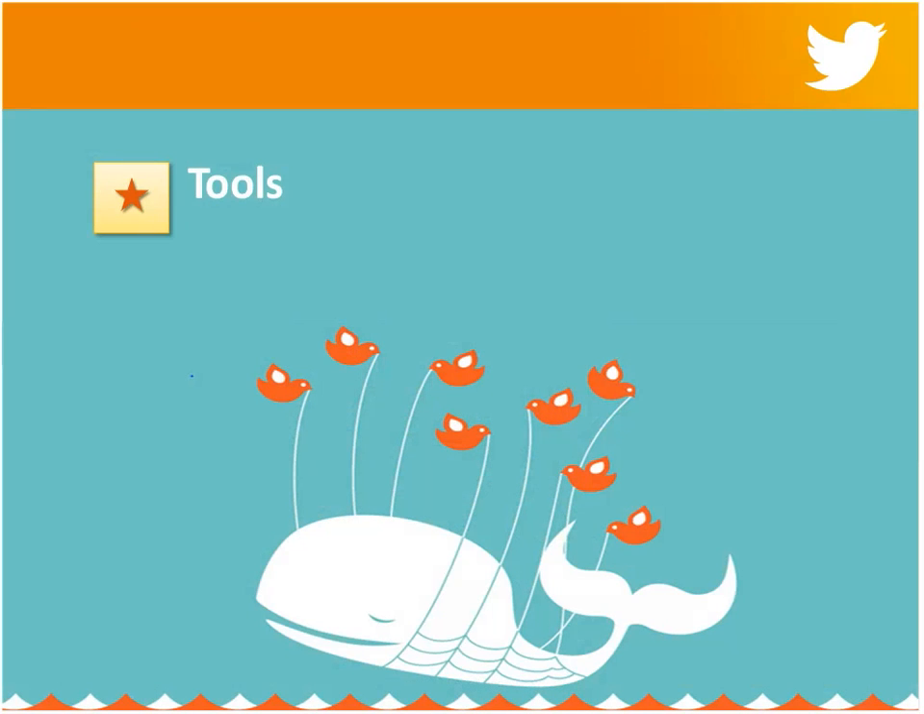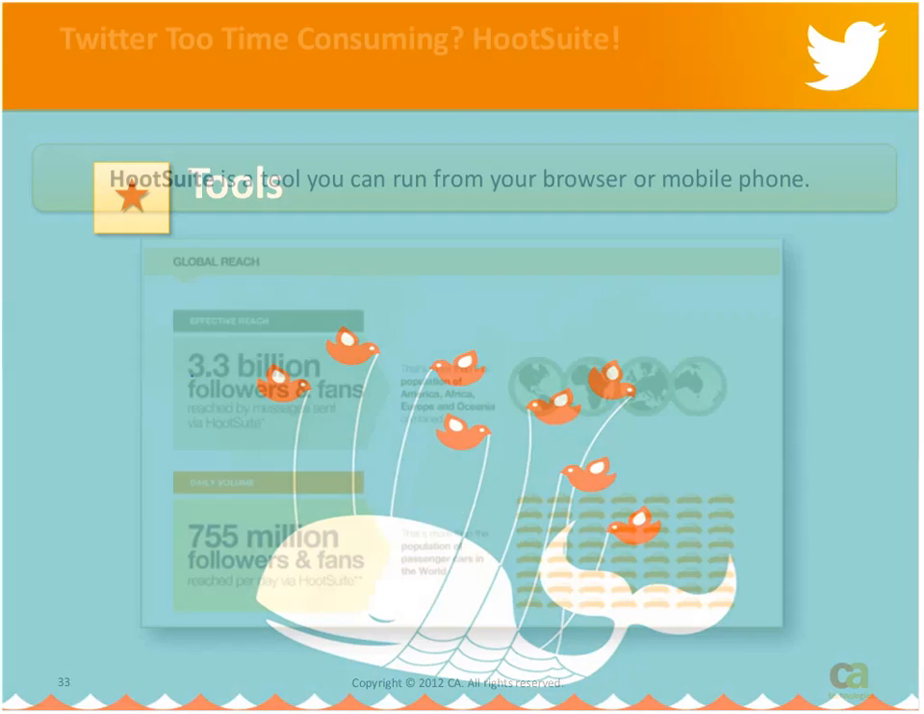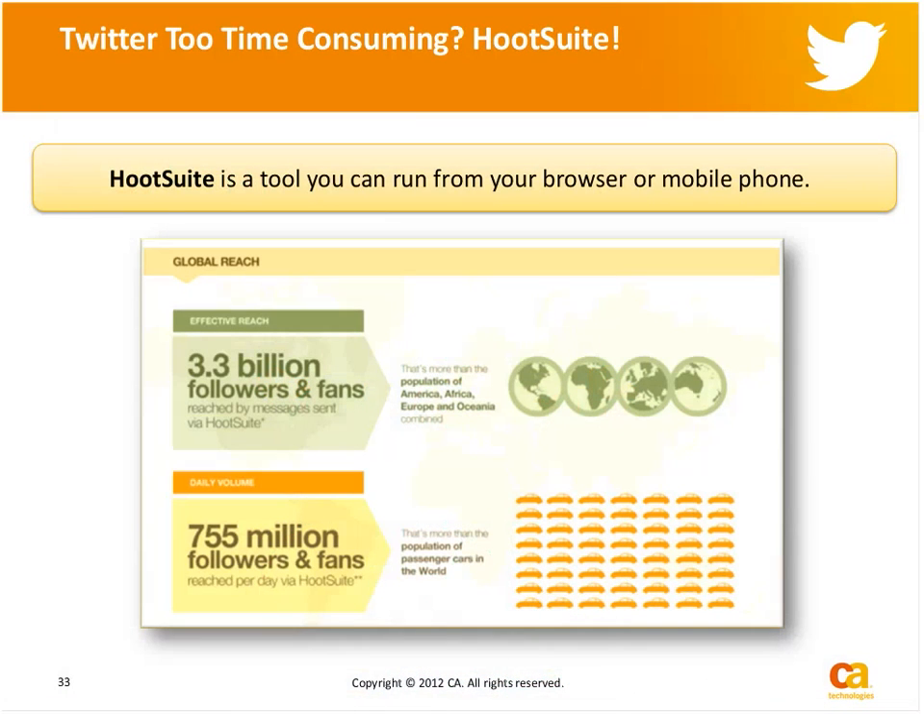And here's some tools to use Twitter. Seems a little bit daunting maybe now, but we're going to introduce Hootsuite to you, which will really help you cut down on time and consolidate all of your Twitter efforts. Hootsuite is a tool you can run from your browser or your mobile phone. There's millions and millions of people on Hootsuite, reached by Hootsuite. As you can see, percentage-wise, this is a tool that, I mean, we're recommending it above all other tools as a free way to consolidate your Twitter efforts.